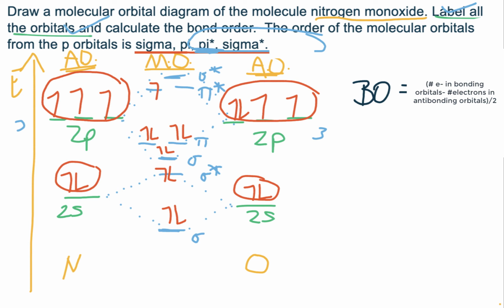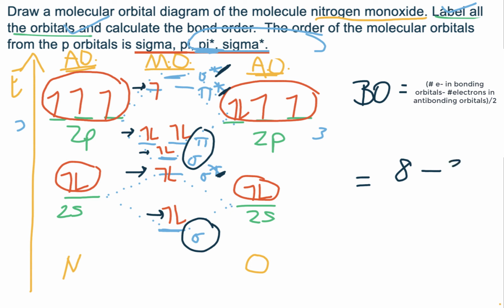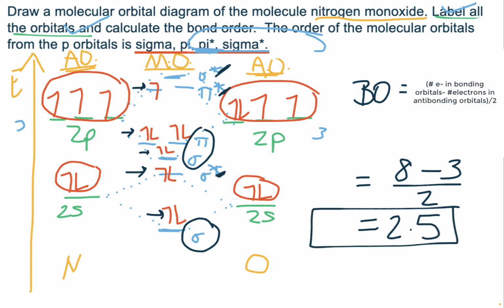So we go over here and we look at how we labeled this. These are bonding orbitals, and then anything with the star is an antibonding orbital. Count up all the electrons in our bonding orbitals, 1, 2, 3, 4, 5, 6, 7, 8, and we subtract from it the number in our antibonding orbitals, 1, 2, 3, and divide it by 2. So then we have a bond order of 2.5. Anything above 0 means that you would be likely to find this. So having a bond order of 2.5 means that this is actually a quite stable molecule.